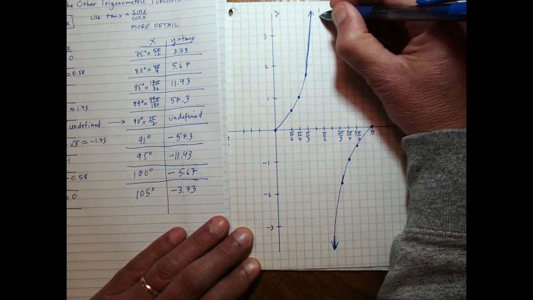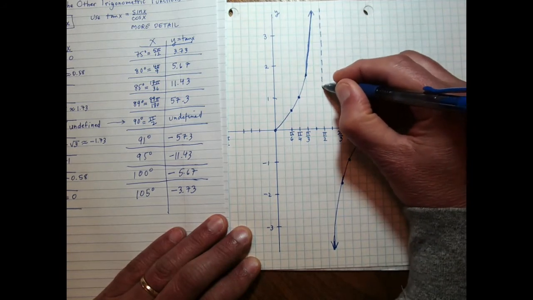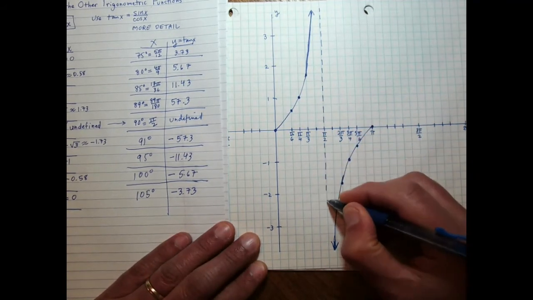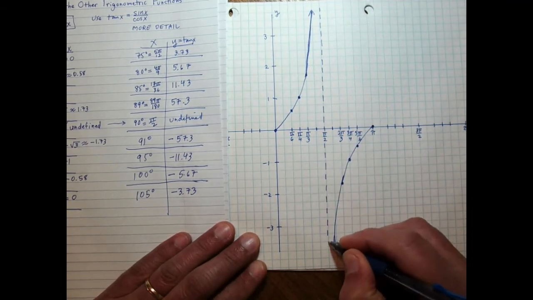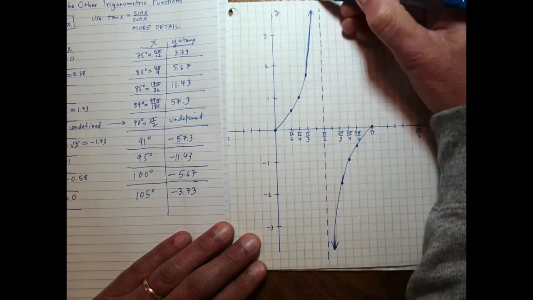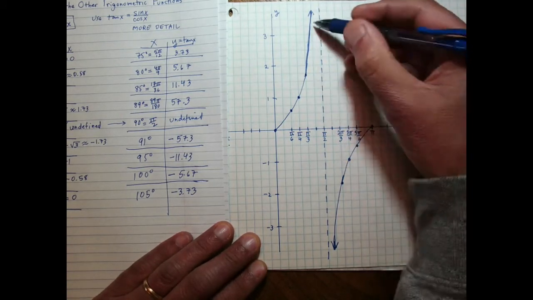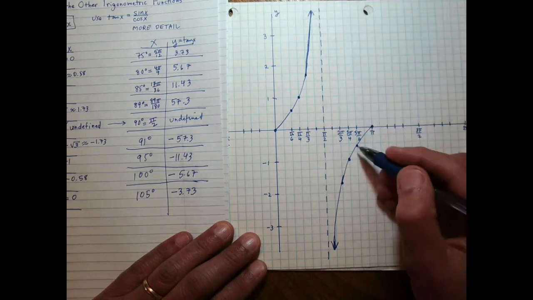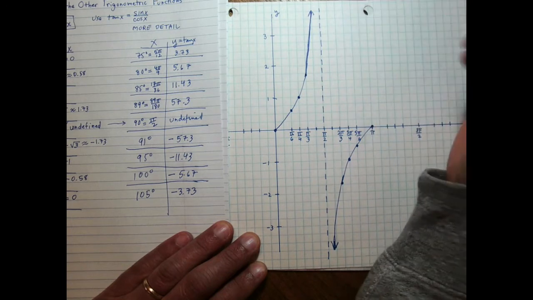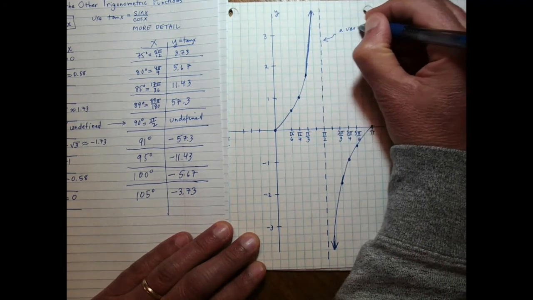What's happening at pi over 2 is something we call a vertical asymptote. I'm going to draw a dotted line. There's no point to plot at pi over 2. This dotted line is meant to represent the fact that the graph is shooting upward, getting close to that dotted line, never quite touching it up here. And on the other side, it's plunging downward, getting closer and closer, never quite touching it. So we call that a vertical asymptote.